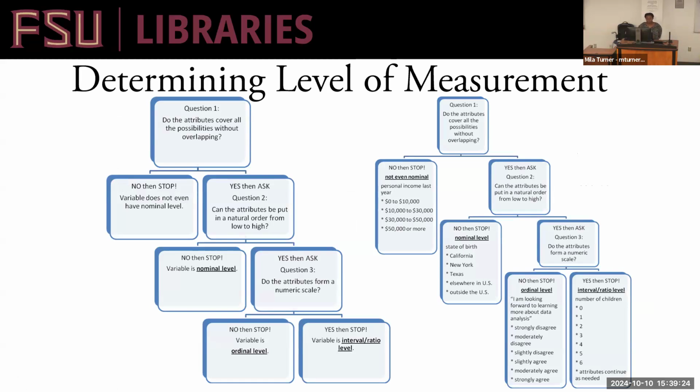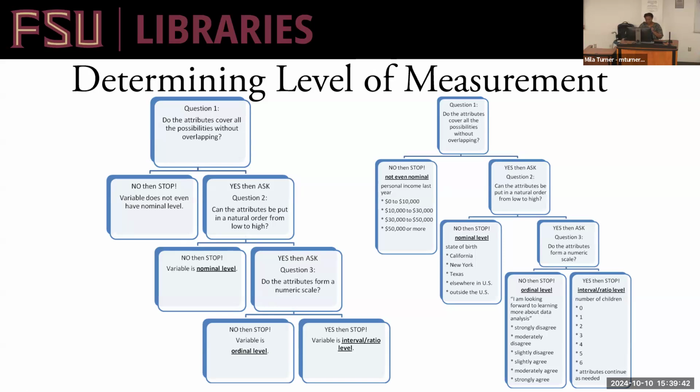The first question you should ask yourself, for that variable, is: do the attributes cover all possibilities without overlapping? It should be exhaustive. If the answer to that is no, that means it's not even a nominal variable.